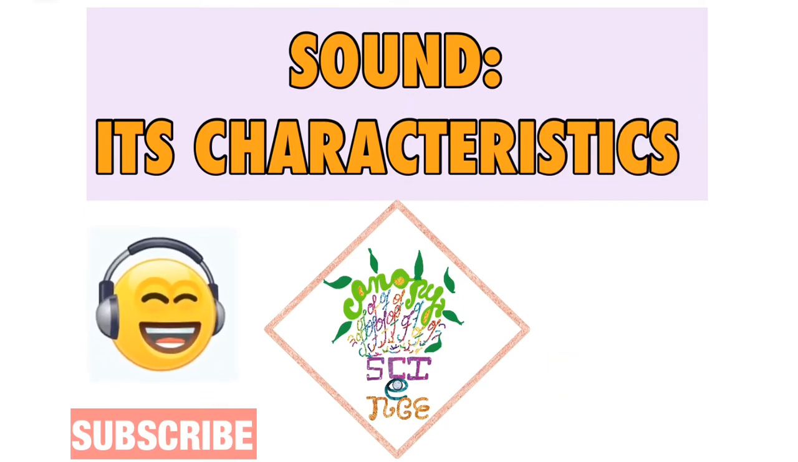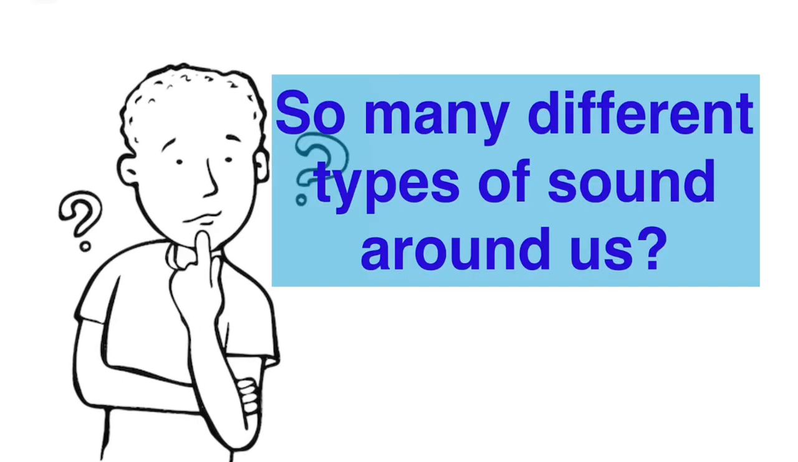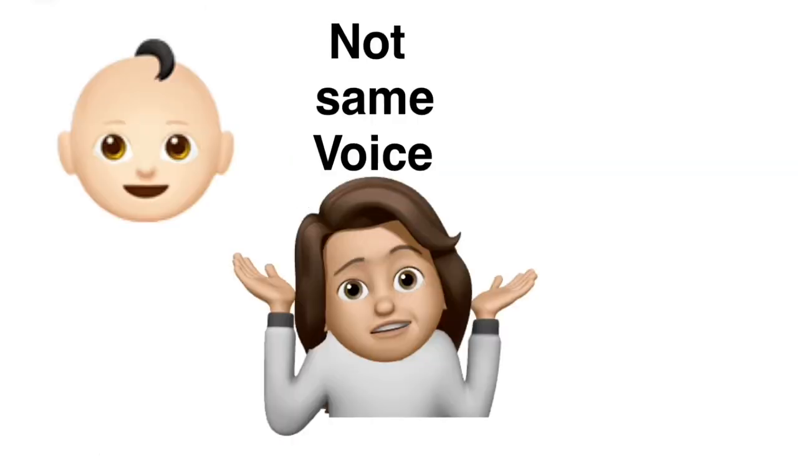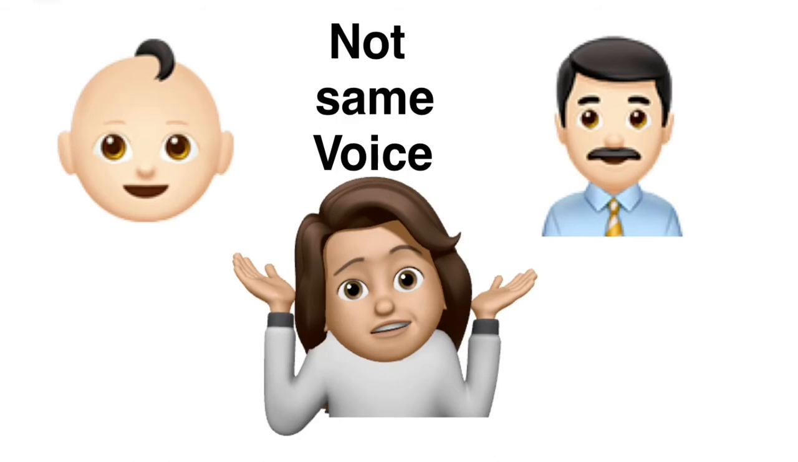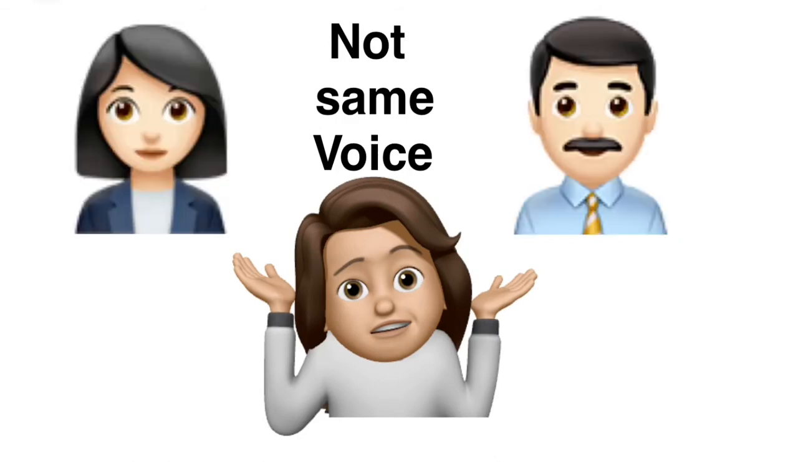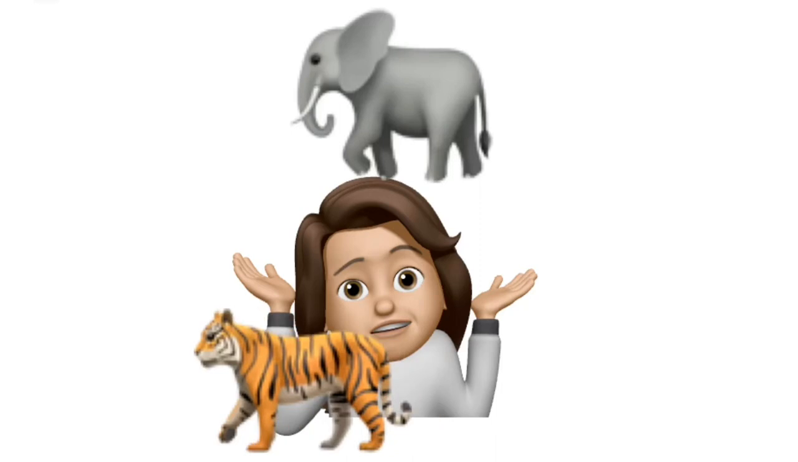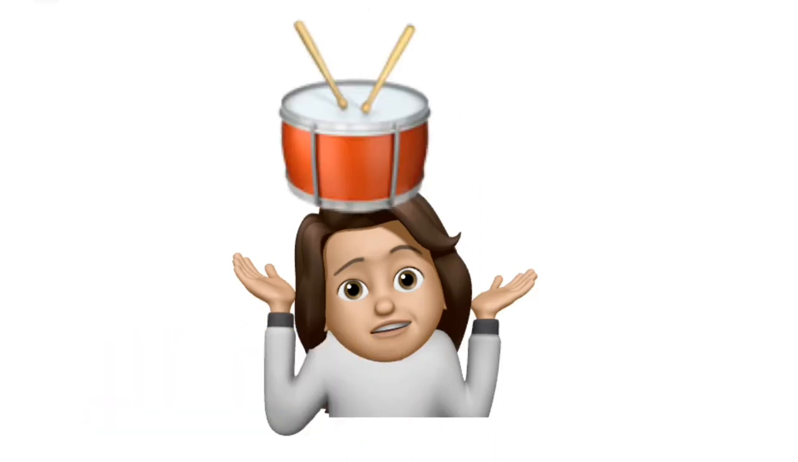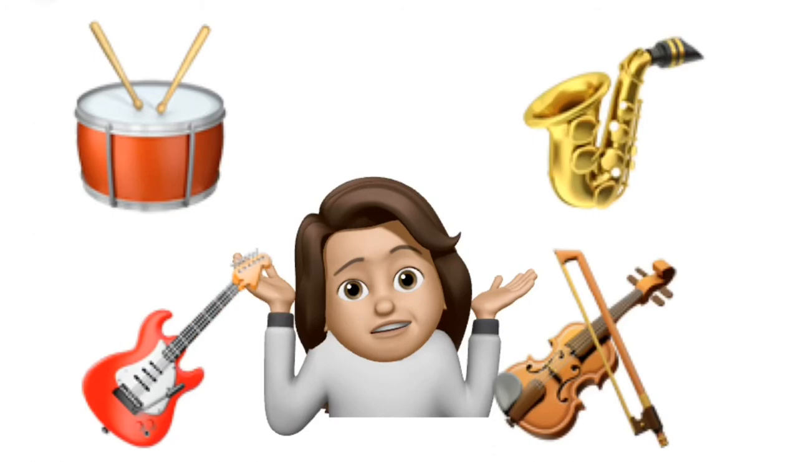Happy learning! Have you ever thought why there are so many different types of sound around us? Why do all sounds not sound the same as each other? The voice of a baby is different from an adult. The voice of a female is different from a male. Different animals produce different types of sound. We have a variety of musical instruments and all of them produce different types of sound from one another.